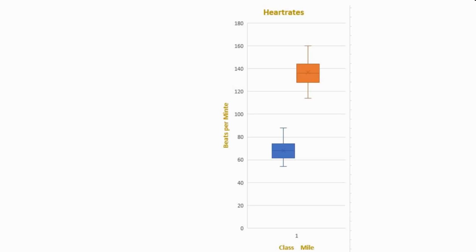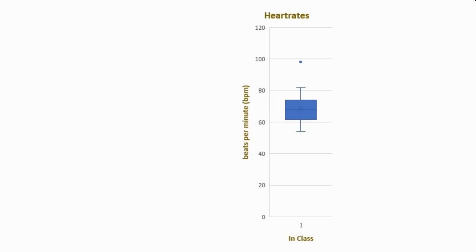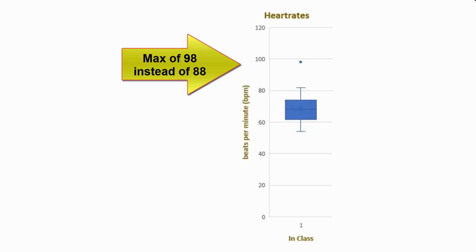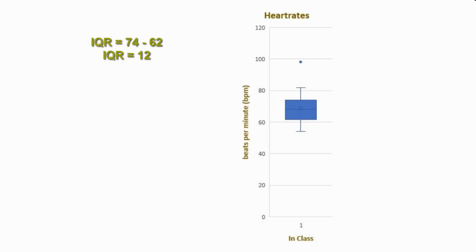As would be expected, we can see greater variance, a greater median, and larger quartiles for the heart rates following a run. A modified box plot displays outliers. Recall that the interquartile range is the width of the interval from Q1 to Q3. In this case, the IQR is 74 minus 62, or 12 beats per minute wide.